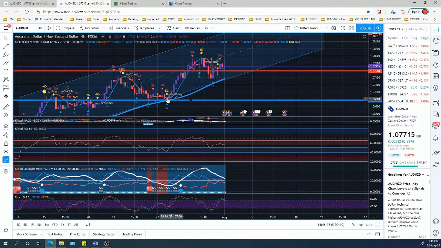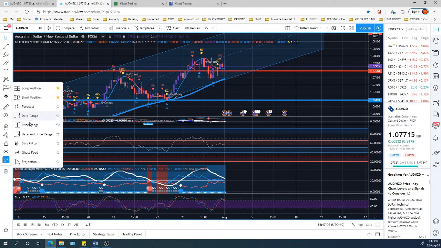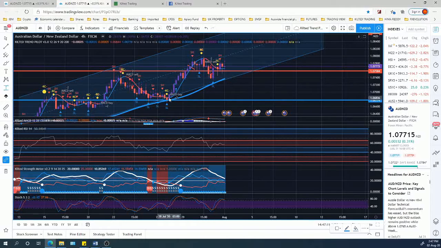In fact, if you'd used that, you'd probably have got in here. See how we would have got in earlier? We've got the blue matching the blue, and you basically would have ridden it right up to the very top here. So if we just compare the pair very quickly, you'd have taken pretty much a 100 pip move there. Really nice trade.